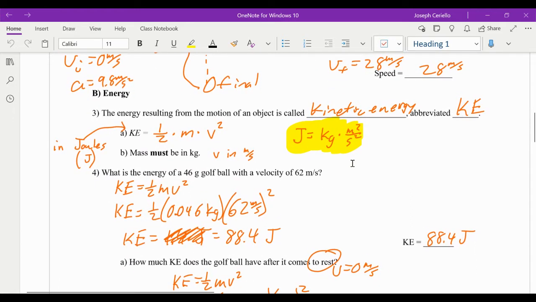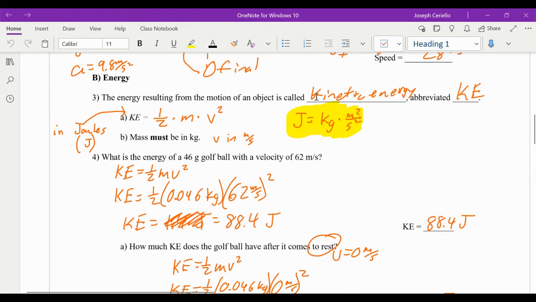So let's get into energy a little bit. So kinetic energy is energy due to something moving. So if something is moving, it has kinetic energy. Kinetic energy's equation is 1/2 times mass times velocity squared. Important note, only the velocity is squared.